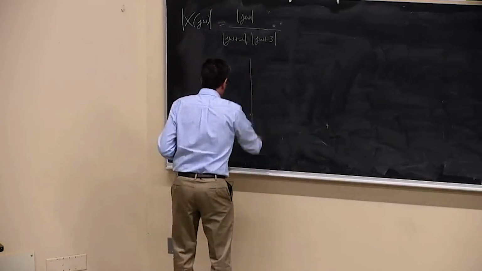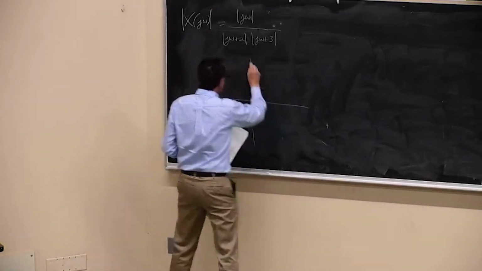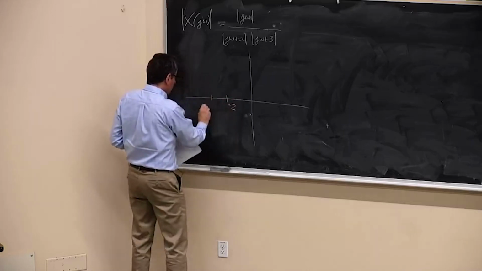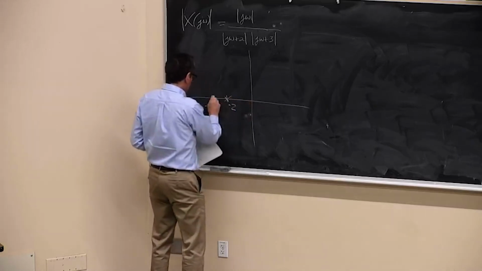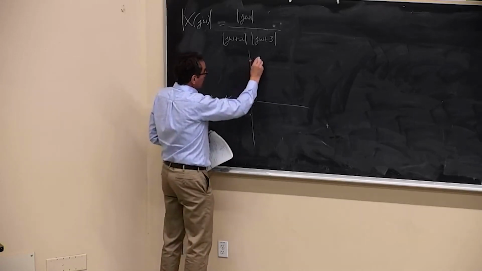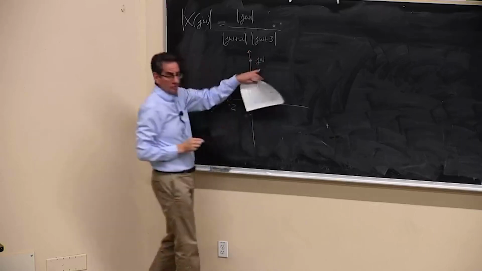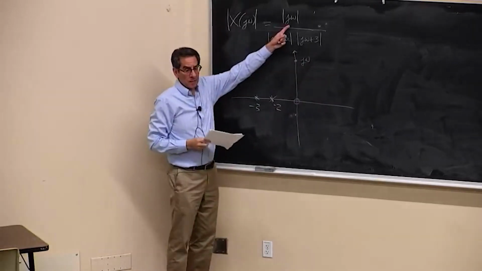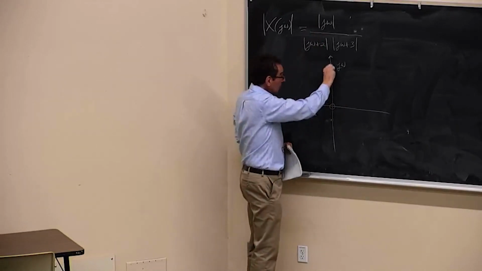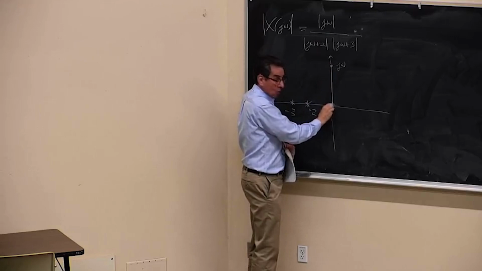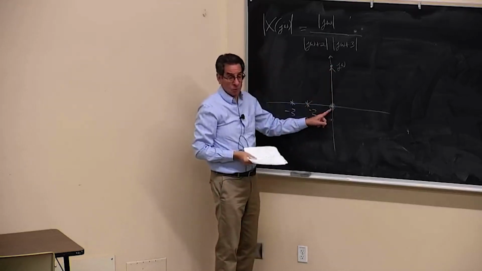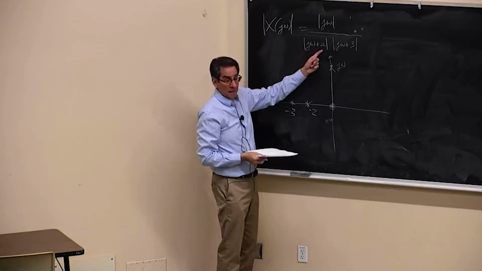So if I draw that picture again, here's my pole at -2. Here's my pole at -3. Here's the 0. And now I pick a point on the j omega axis. So now think of omega as being a particular value. What is j omega? Well, it's just this point. And what's the magnitude of j omega? It's the length of the vector from the 0 at s equals 0.